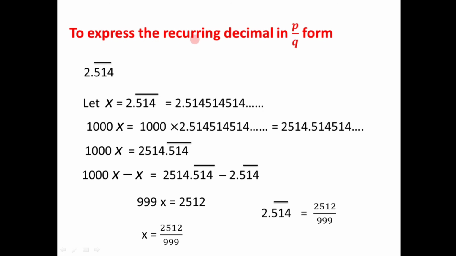So this is how any rational number which is given in decimal form and is of the recurring type can be expressed in the form p divided by q.